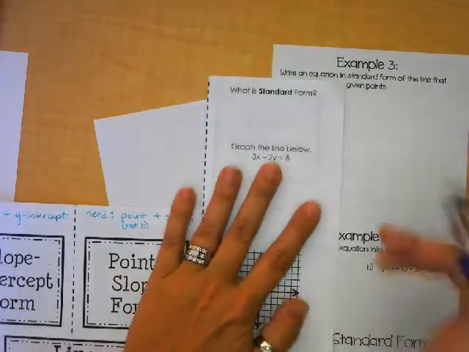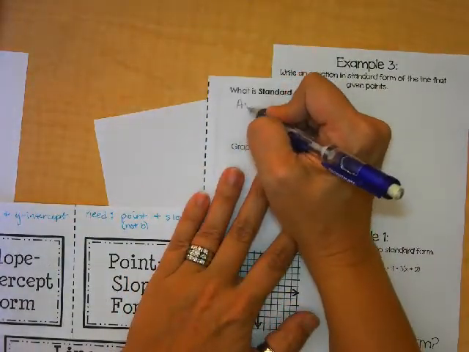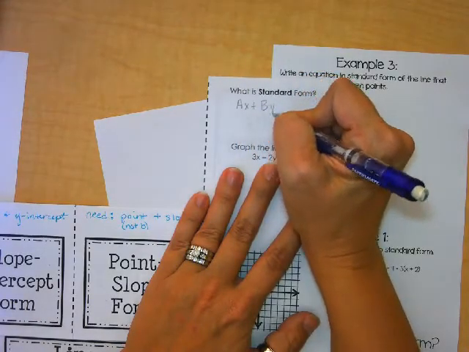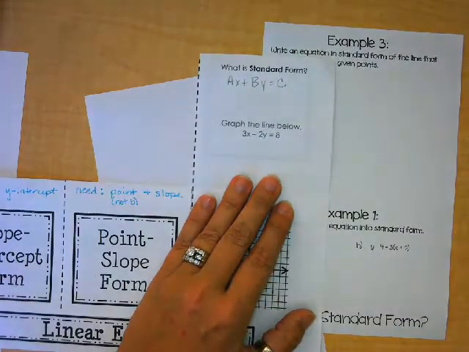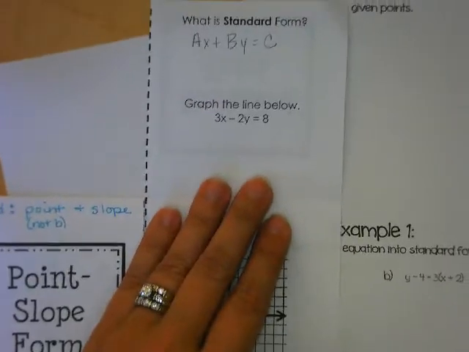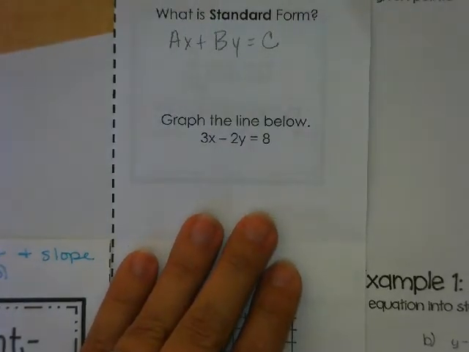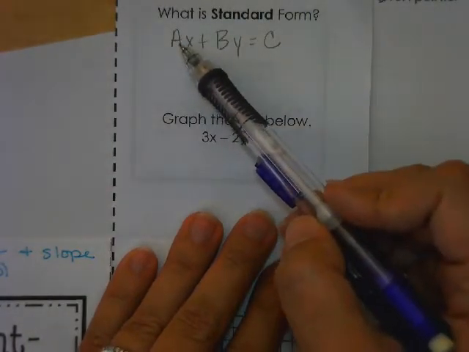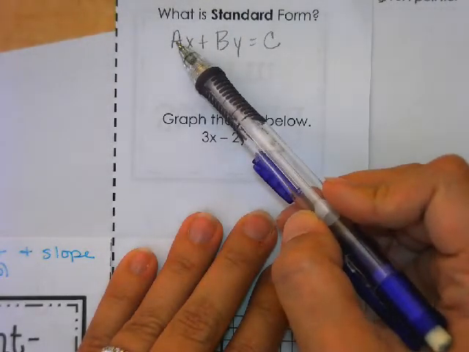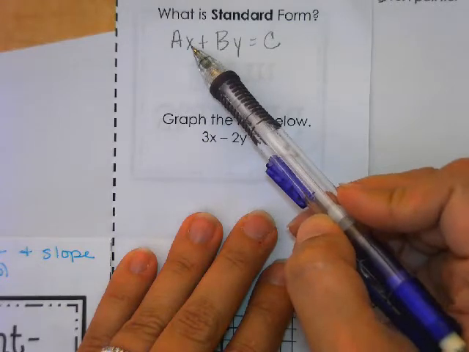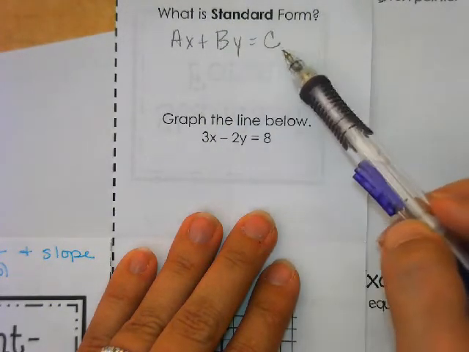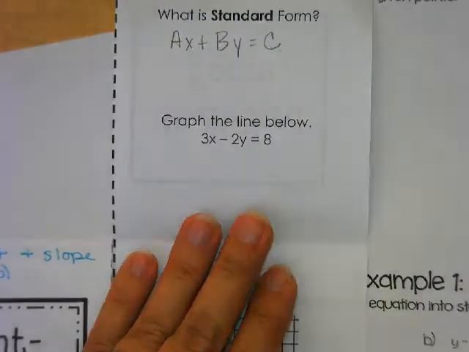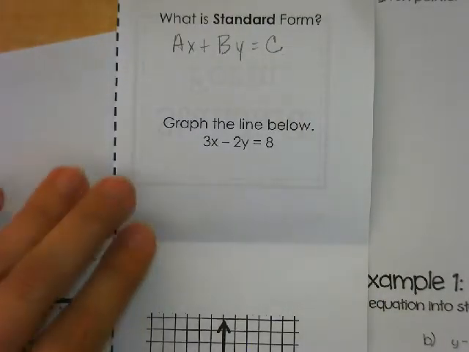So what is standard form? Standard form, again, is ax plus by equals c. And this is the most common form of an equation you're going to see because it makes sense. Say I bought 3 apples for this much money at the store, and then I bought 6 bananas for this much money at the store. How much was my total? So this is the most common form of an equation you're going to see.